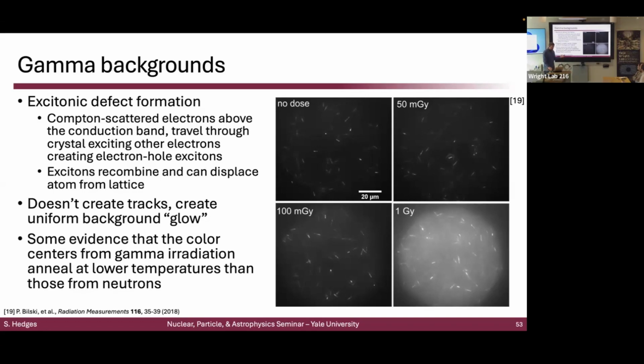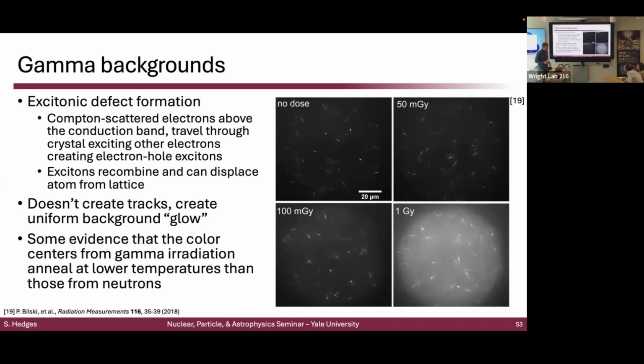But generally, we think we have sensitivity to groups of 1 or 2 color centers. That's all we need to see for something like a neutrino nuclear recoil or something like that.